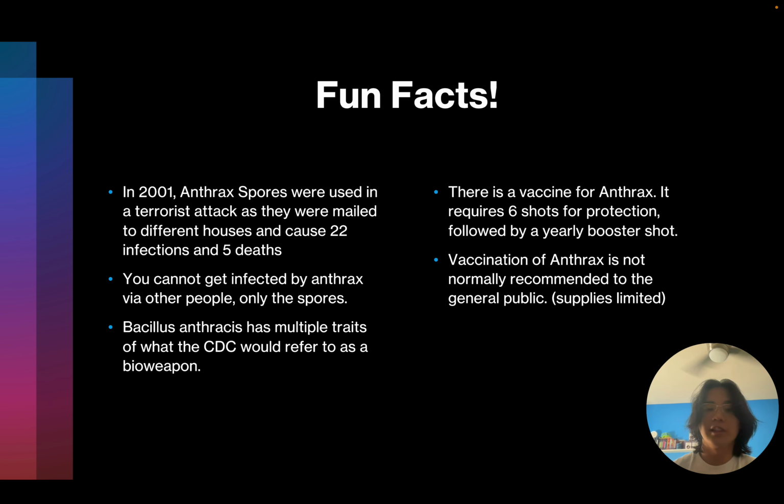In 2001, the anthrax spores were used in a terrorist attack. It was after September 11th, as they were mailed to different houses and caused about 22 infections and 5 deaths. You cannot get infected by anthrax via other people, only the spores. Bacillus anthracis has multiple traits of what the CDC would refer to as a bioweapon, so the CDC does refer to anthrax as a possible bioweapon.